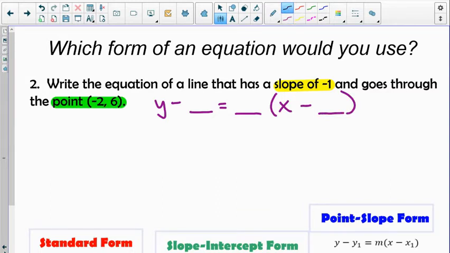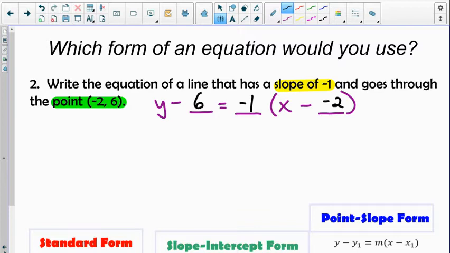So we need to substitute in our values. Let's go left to right and fill in the blanks from left to right. So y minus the y-coordinate. In our ordered pair, the y-coordinate was 6. And that says equals, we want to put m, or the slope, after the equal sign, so that's -1. And in the parentheses, it's x minus the x-coordinate, and looking at our ordered pair, the x-coordinate was -2.